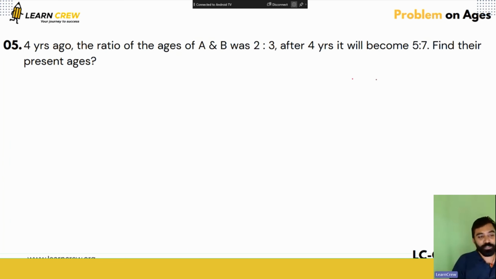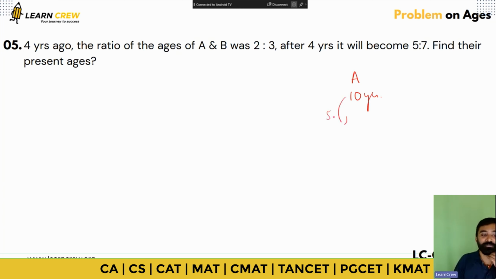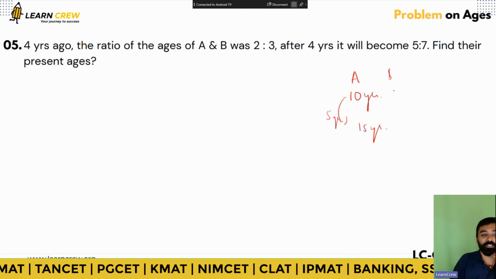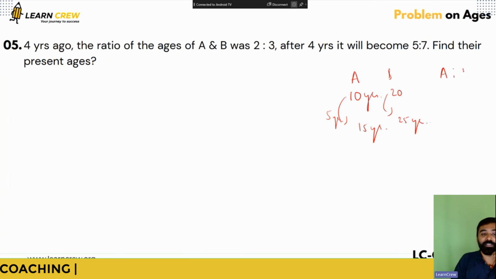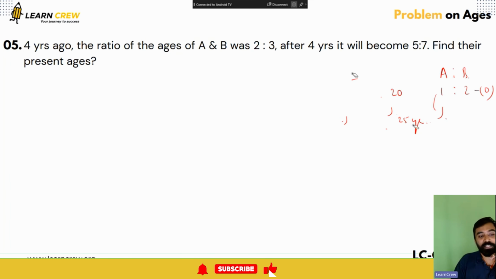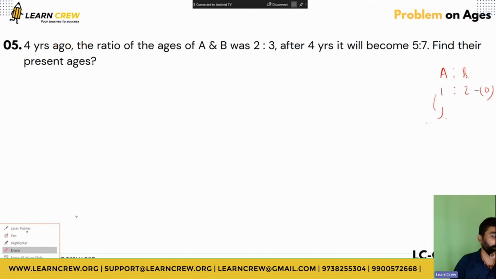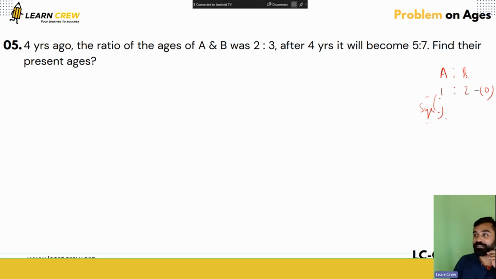Answer this question. If I'm telling you A is currently 10 years, what will be his age after 5 years? 15 years. B's age right now is 20; after 5 years, his age will be 25 years. A is to B is in the ratio 1 is to 2 at present. If I'm not mentioning the ages, can you tell what the ratio of A is to B will be after 5 years? Is it possible? After 5 years?